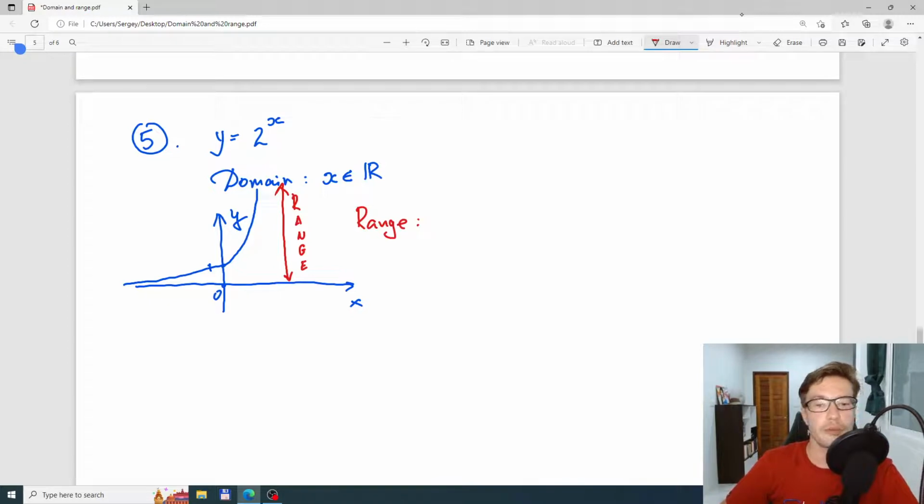But there's one thing to be careful about. 2 to any power is never 0. So our range is going to be y is bigger and not or equal than 0. And if you're using the interval notation, you can write it as y belongs to 0 to infinity.